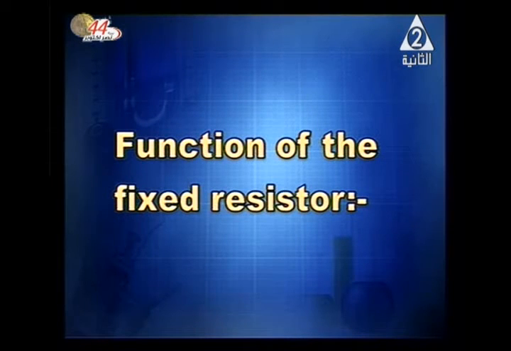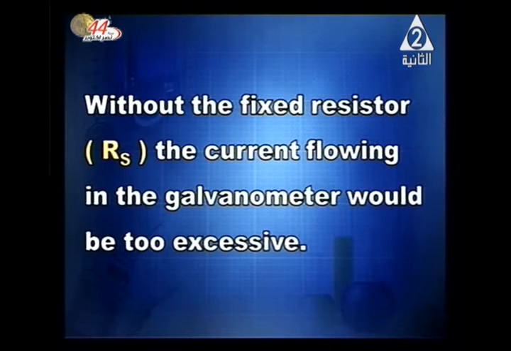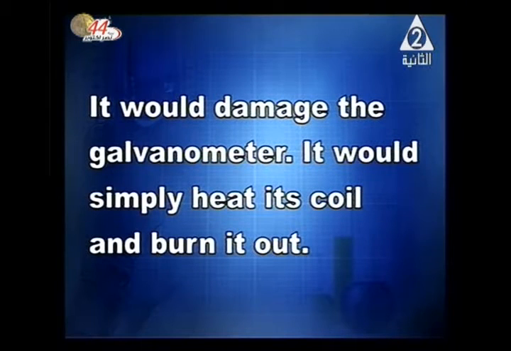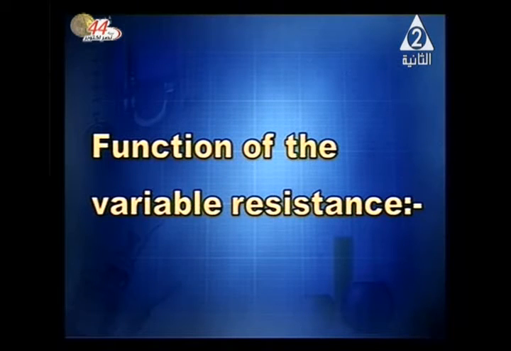First of all, what is the function of the fixed resistor? Without the fixed resistor, without RS, the current flowing in the galvanometer would be too excessive. Without RS, the current would be so high. It would damage the galvanometer. It would simply heat its coil and burn it out. And what about the function of the variable resistance?